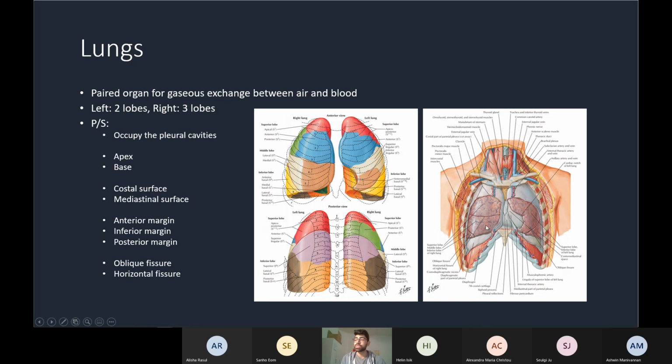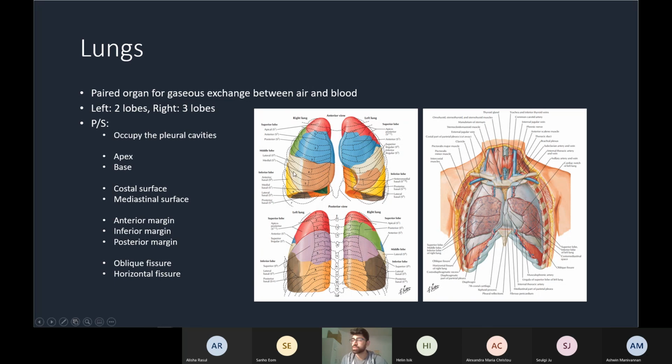The costal surface is the anterolateral surface here, and this is the posterior view, so you can see the posterior surface here and the lateral surface. This is what is in contact with the ribs, so costal. And then finally the mediastinal surface, the medial surface, is facing towards this space. This space between the lungs, which you can see quite nicely here as well, is known as the mediastinum.